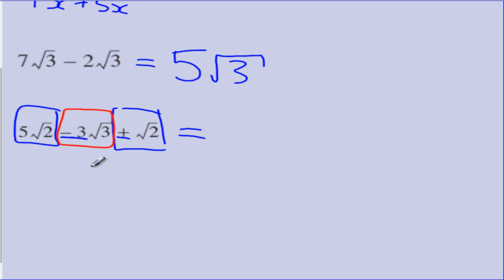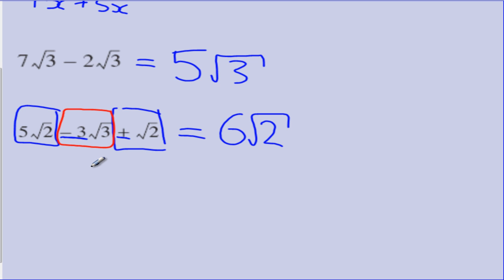So I have 5 root 2 plus another root 2. Now just because there's no number before that square root of 2 doesn't mean that there's nothing there, or that it's 0. It means that there's 1 root 2. Otherwise, if it was 0, there wouldn't have been anything there. So, overall, 5 root 2's and another one is 6 root 2's.